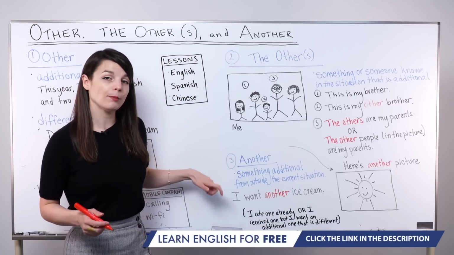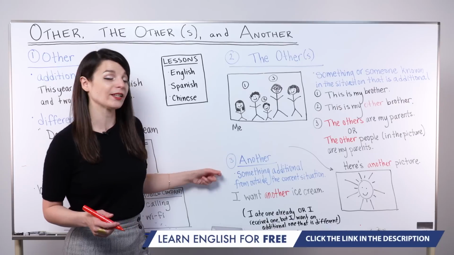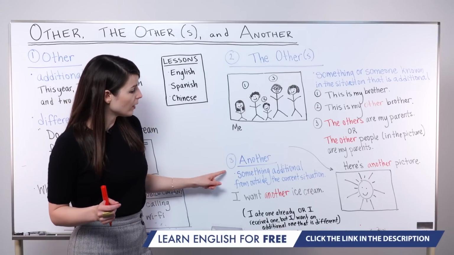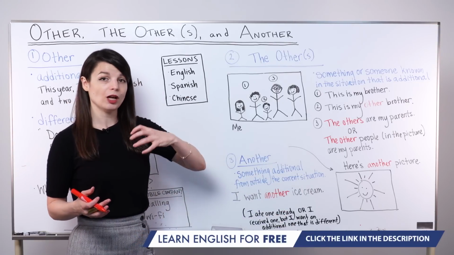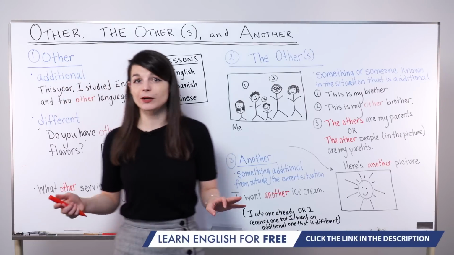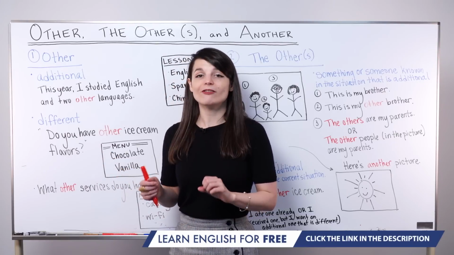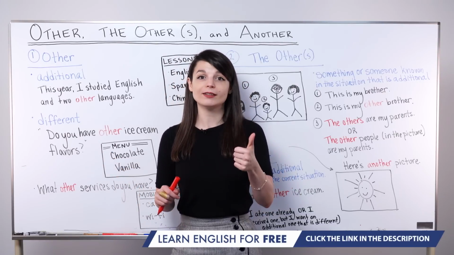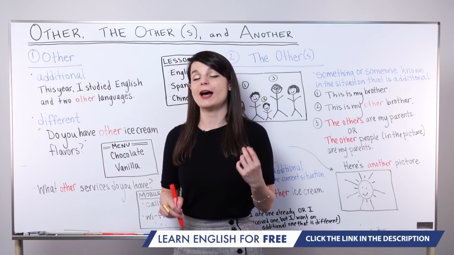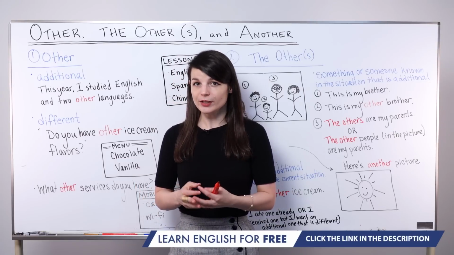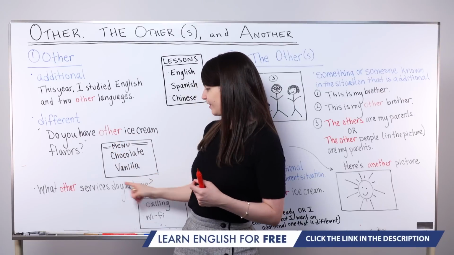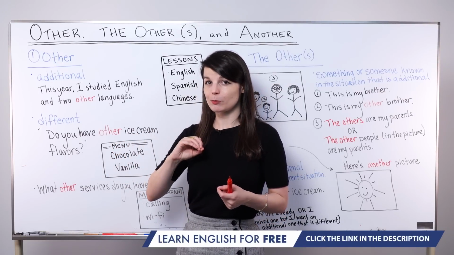So I talked a little bit about using "another" earlier for questions, but here let's talk about using "another" for statements. So we use "another" for something additional, but from outside the current situation. So as I talked about over here, "Do you have another ice cream flavor?" We could say that instead of "other" and the plural "flavors" here. "Do you have another ice cream flavor?" As a question, we're asking about something additional from outside the situation.